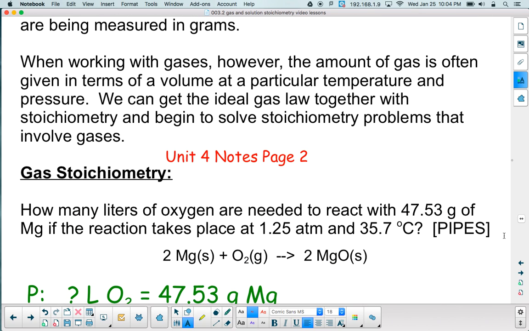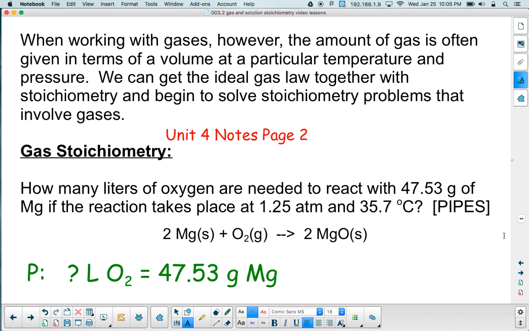At the top of page 2, we've taped in a little patch giving us a new example problem of gas stoichiometry. In this example, we ask the question, how many liters of oxygen are needed to react completely with 47.53 grams of magnesium if the reaction takes place at 1.25 atmospheres and 35.7 degrees Celsius. We have a balanced chemical equation and a problem. How many liters of oxygen is equivalent to 47.53 grams of magnesium?